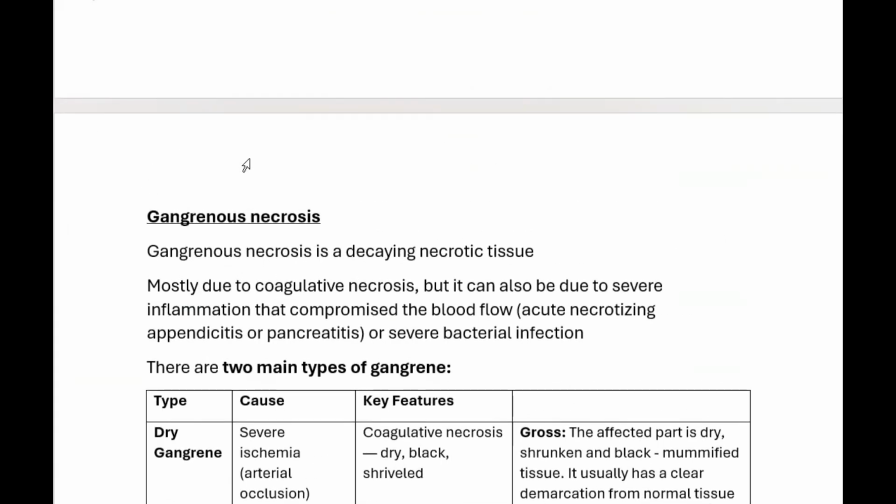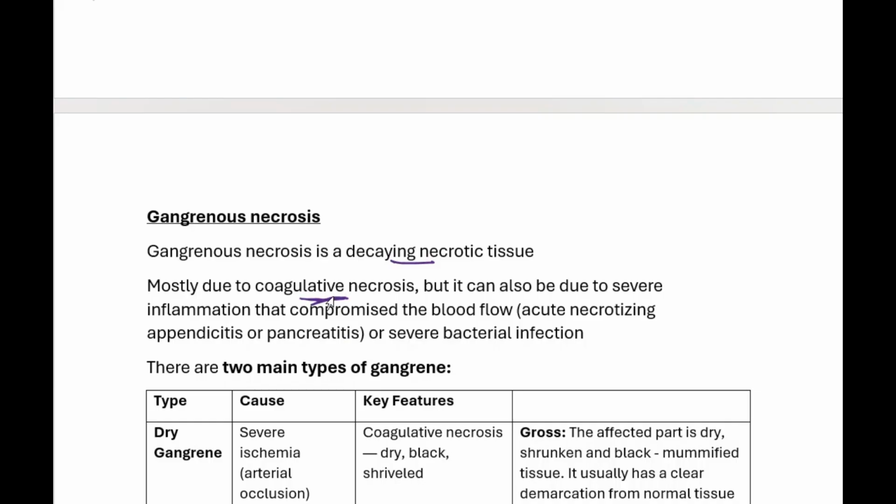So let's now talk about gangrenous necrosis. Gangrenous necrosis basically is decaying necrotic tissue. So it's a necrotic tissue that is decaying. And mostly it's due to coagulative necrosis. Remember, we mentioned earlier that anytime the blood supply is compromised, that will lead to coagulative necrosis.